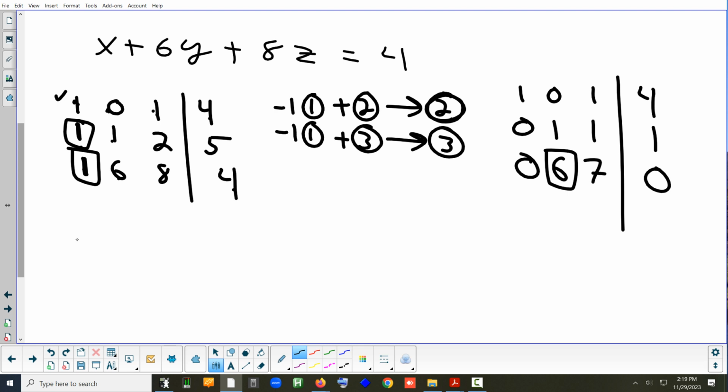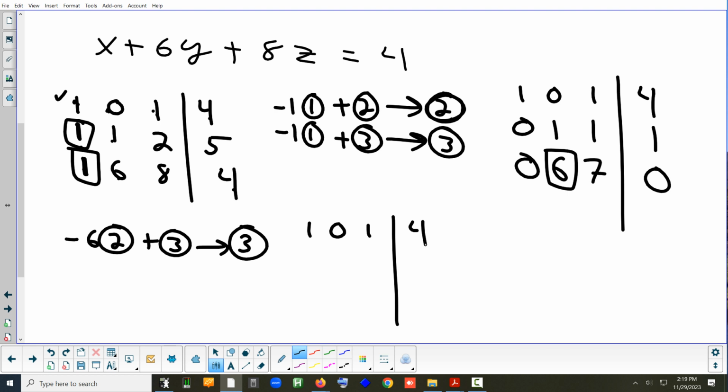So we're going to do -6 multiplied by row 2. That's just in our head. We're going to add that to row 3. And what we're actually writing down is a new row 3. So rows 1 and 2, just copy them over: 1, 0, 1, 4. 0, 1, 1, 1. Okay, so multiply by -6 and add to the third row.